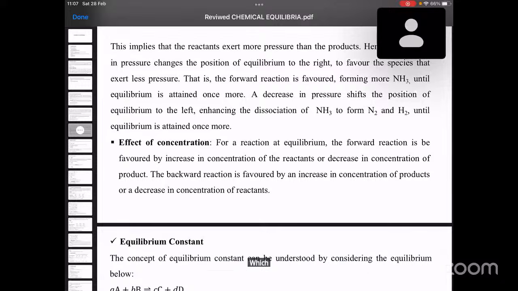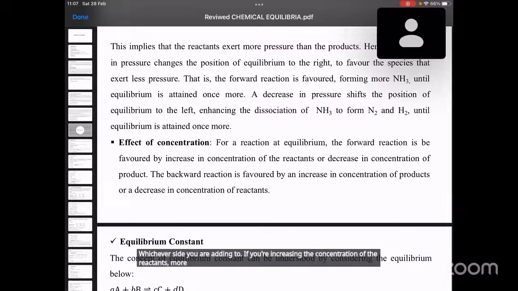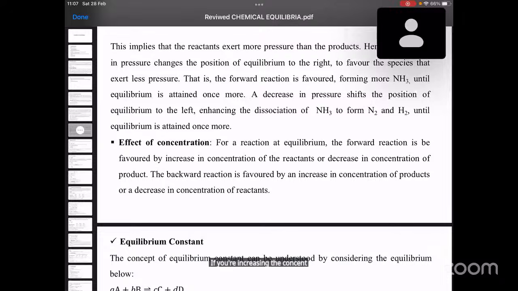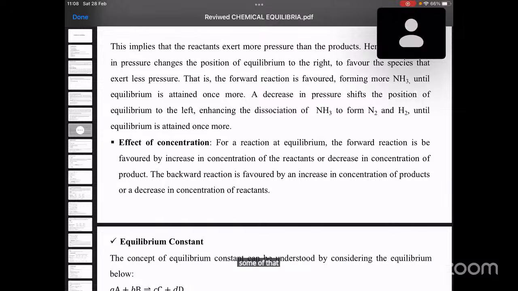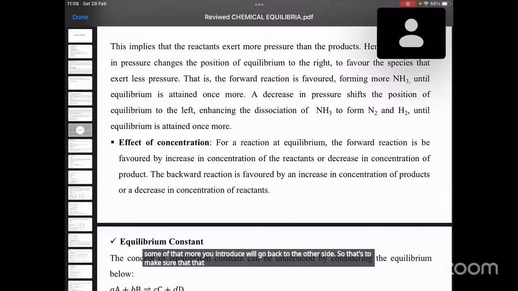Whichever side you are adding to, if you're increasing the concentration of the reactant, more products will be produced. If you're increasing the concentration of the product, more reactant will be produced, which makes sense, really. Because remember, the relative concentration is what determines the equilibrium constant. Now, that constant must remain constant. If you introduce more to one side, some of it will go back to the other side, to make sure that the constant still remains the same.